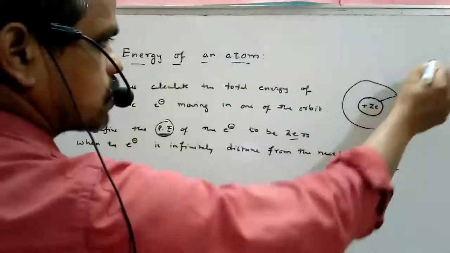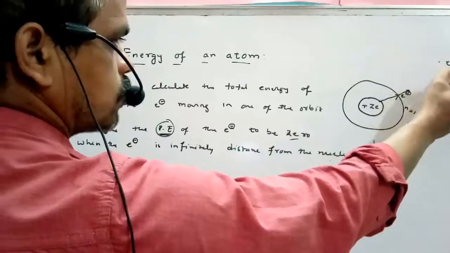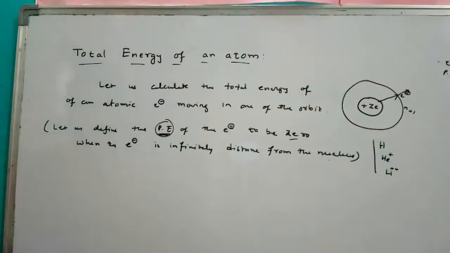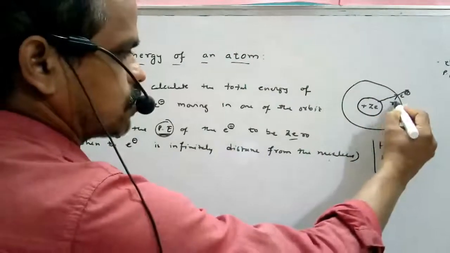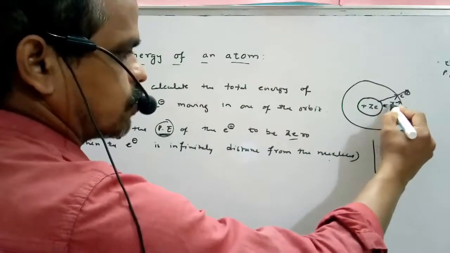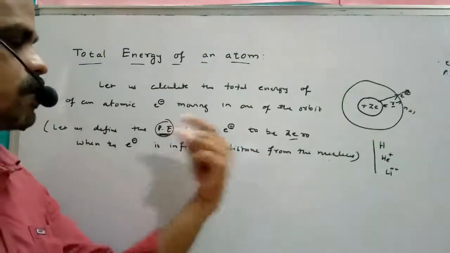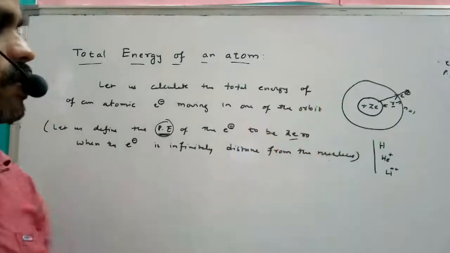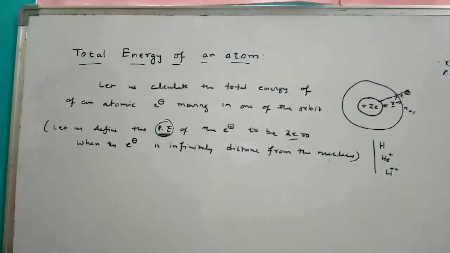For example, this is the nucleus, the electron is there. The potential energy of this electron almost goes to zero at large distance. But this is not an infinite distance in this atom. The electron distance from the nucleus is r, so it is a finite distance. If it were infinitely distant from the nucleus, the potential energy would be zero, but that is not the case here.